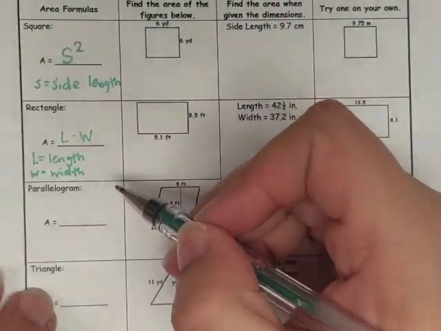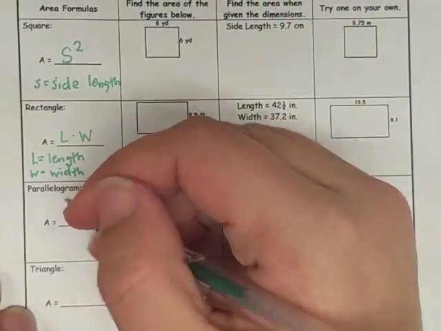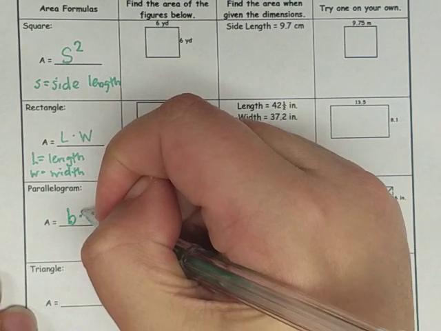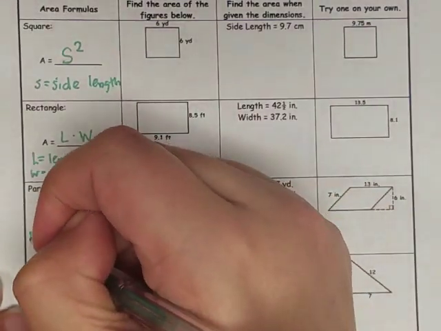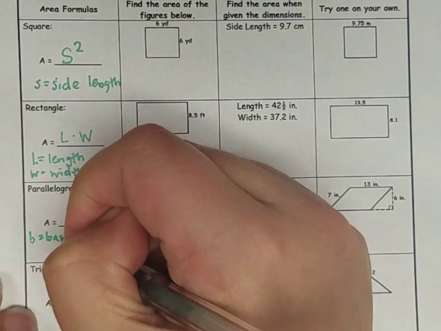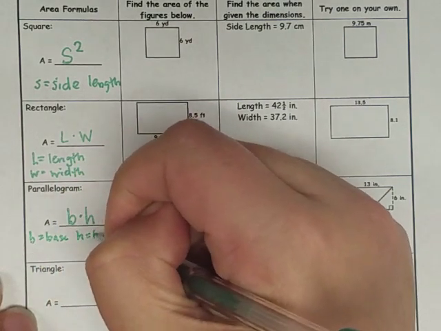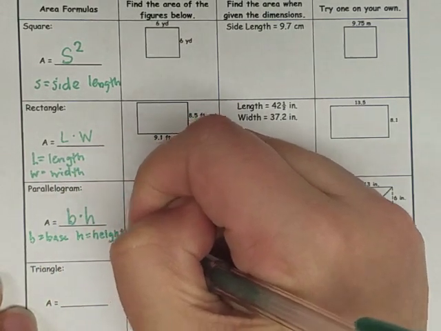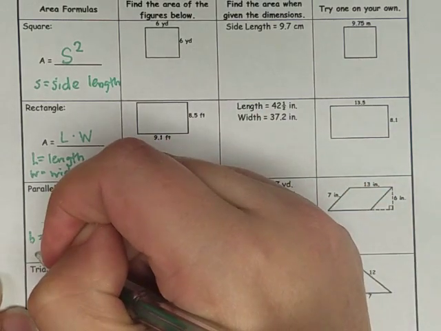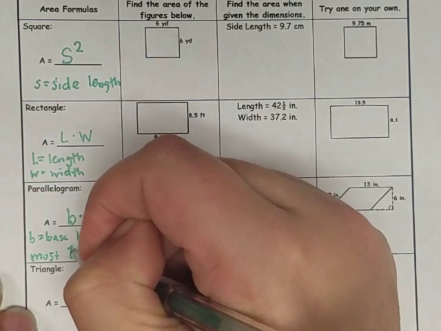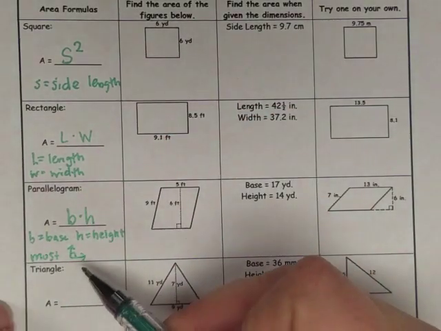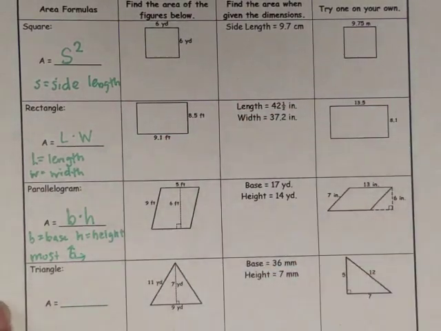The next shape we're going to talk about is a parallelogram, and parallelogram is base times height. But here's what must be true about your base and your height. So B is base, H is height. Base and height must be perpendicular to one another, and perpendicular means it forms a 90-degree angle.